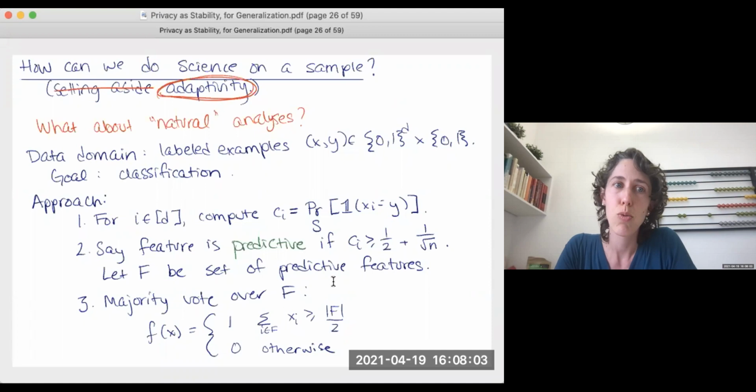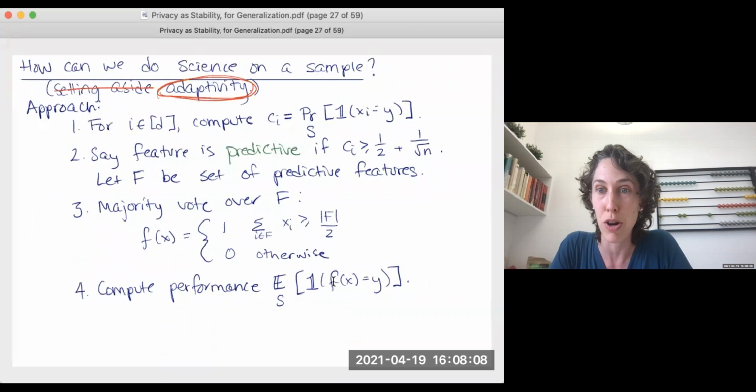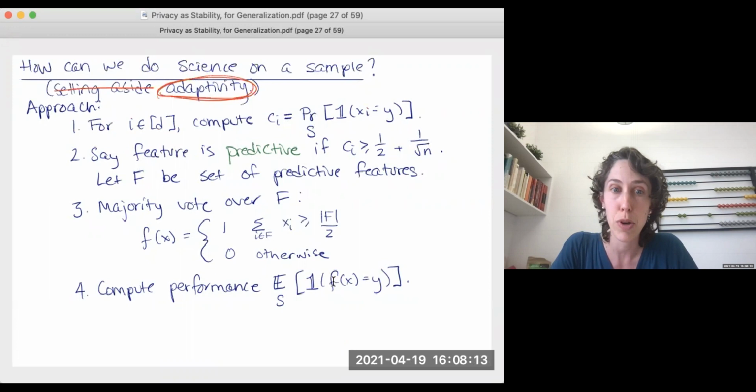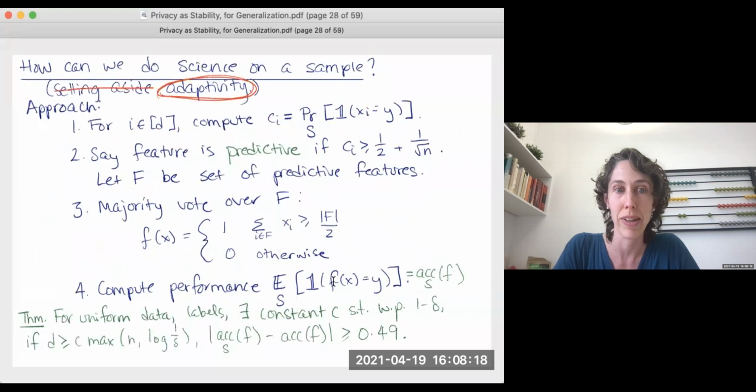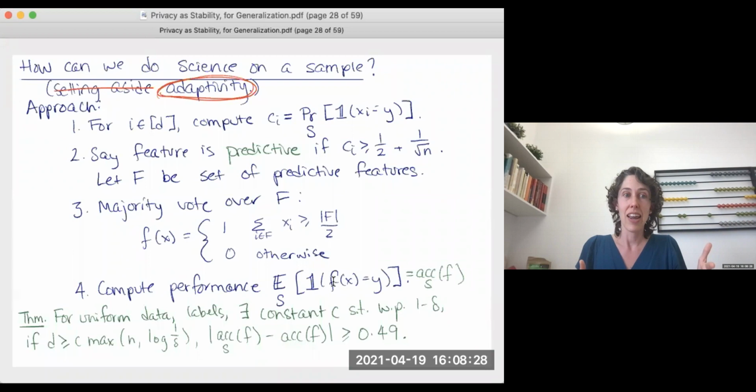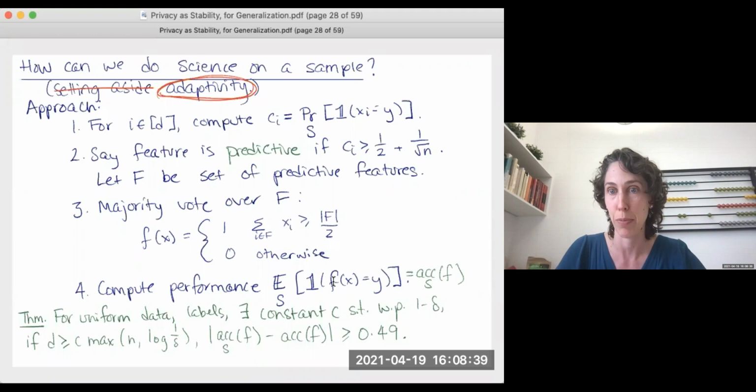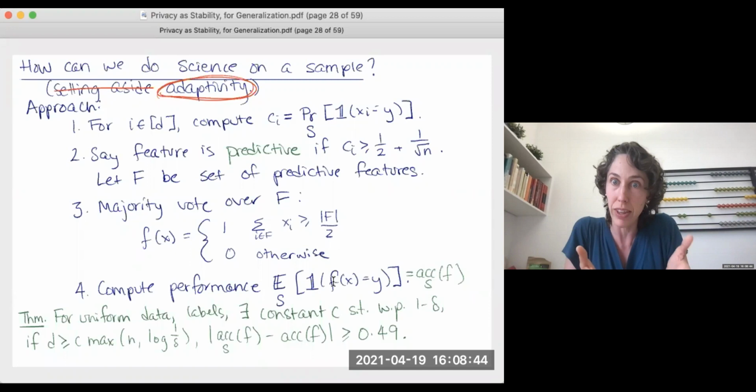Well, what's wrong is what happens when we compute the performance of this algorithm that we've developed. First let's compute our performance on the sample, and then on the underlying distribution. It turns out that if you have, say, uniform data and labels, there exists a constant C such that as soon as the number of columns d is big enough, you can be arbitrarily misled by your performance on the sample. You're going to find things that look like they correlate really well in the sample, but it's not going to be borne out on the underlying distribution.